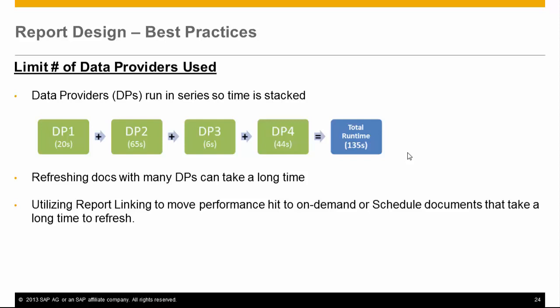As I mentioned in the previous slide, report linking can help move that performance hit to be more on demand. Or with report linking, you can link to an instance. So rather than having it query on demand, maybe you run a schedule every night that pre-fetches the data for popular things like sales data or other transactional data. Essentially it would cache it for you, and that can avoid the long run time during refresh.